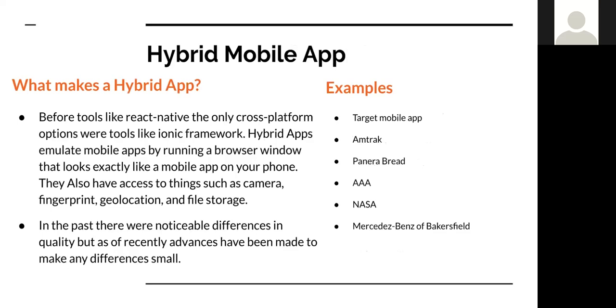For a hybrid mobile app, what makes a hybrid app? Before tools like React Native, the only cross-platform options were tools like Ionic Framework. Hybrid apps emulate mobile apps by running a browser window that looks exactly like a mobile app on your phone. They also have access to things such as camera, fingerprint, geolocation, and file storage. In the past, there were noticeable differences in quality, but recently advances have been made to make any differences small.